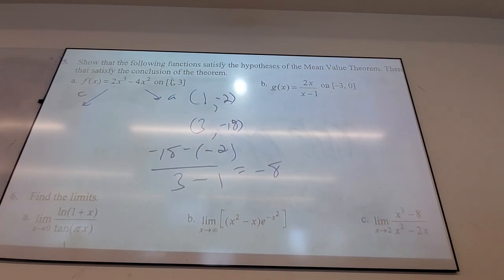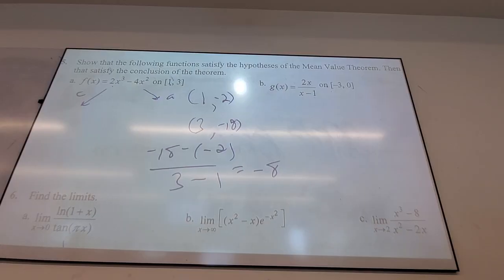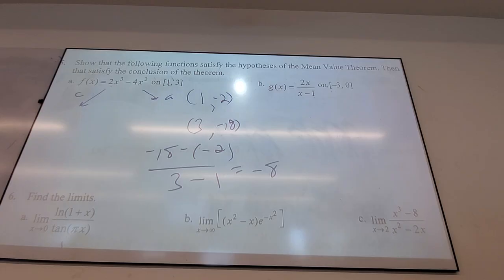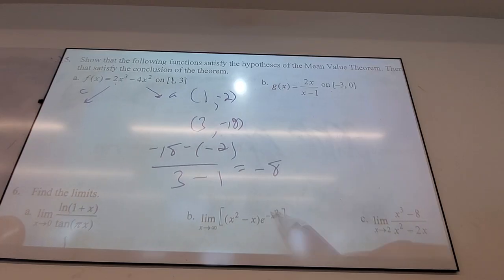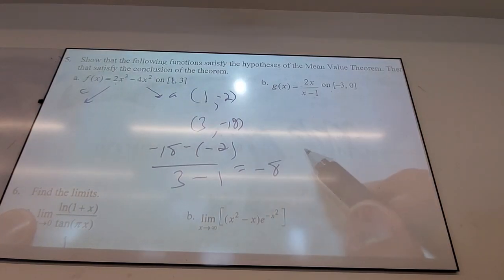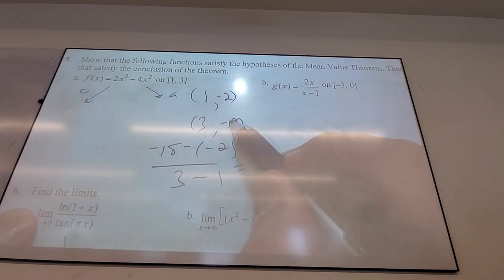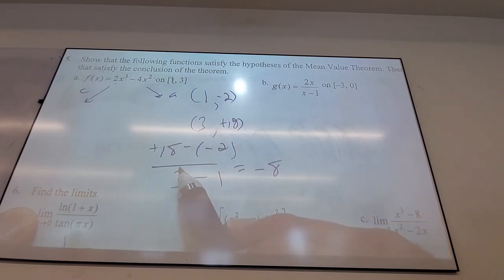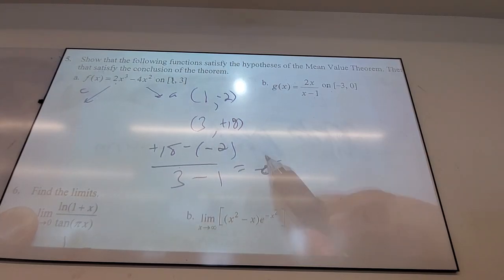Yeah, because the slope should be 10. What should be 10? The slope. That was very good. Oh, yeah, you're right. What happened? She said negative. It's supposed to be positive 18. Okay, so that'll be 18 plus 2, 20 divided by 2 is 10. Yeah, that makes more sense.